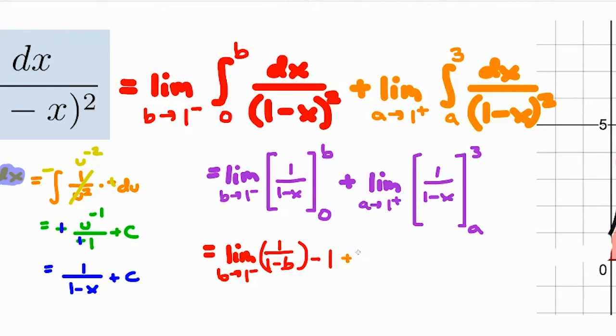Plus the limit as A approaches 1 from the right. If you plug 3 in there, you're going to get -1/2. You don't need a limit for that. Doesn't matter if you did it or not, but it's -1/2 in there for that one. Minus when you plug in A in there, so it's going to be 1 over 1 minus A, this limit right here.